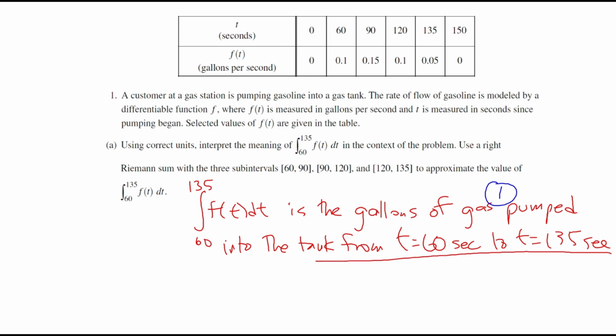And then we're going to get the rest of our points from doing the second part of it, which says use a right Riemann sum with 3 subintervals from 60 to 90, 90 to 120, and 120 to 135 to approximate that value. So because these are not all equal subintervals, we're just going to use the regular area formula for a trapezoid. So what we're going to do is add the heights at 60 and at 90, which are going to be 0.1 and 0.15. So we'll do 0.1 plus 0.15.